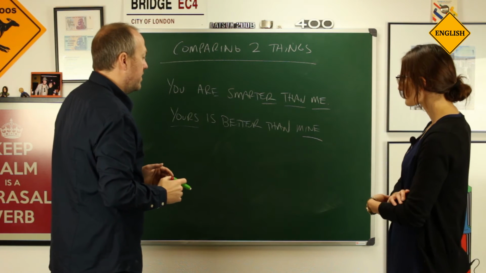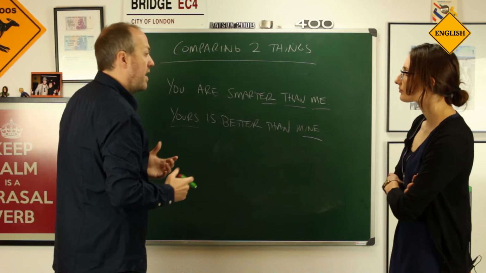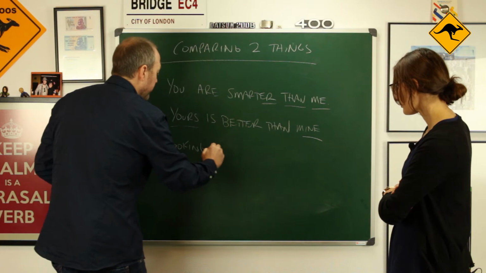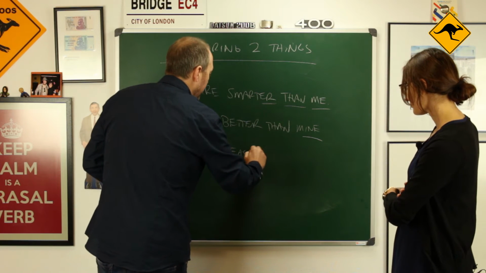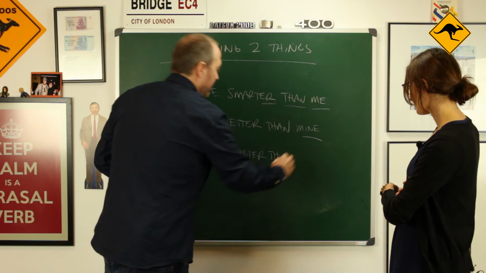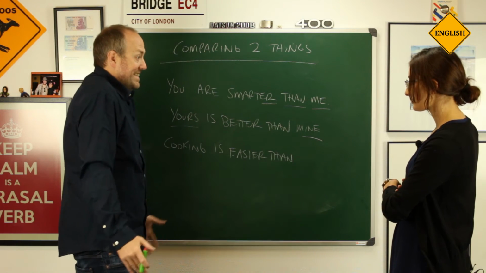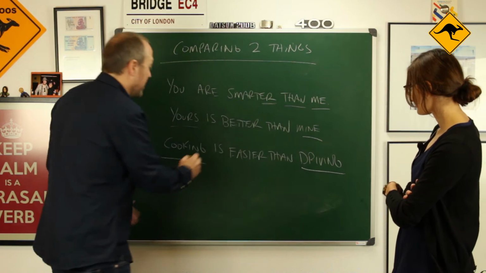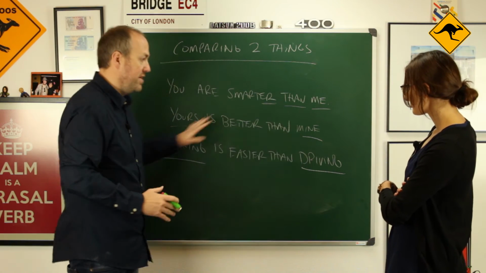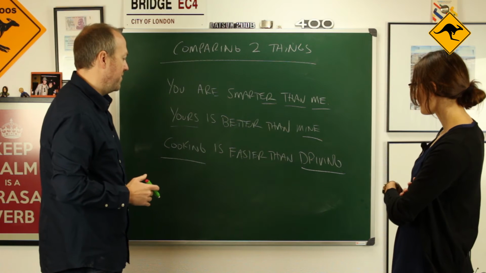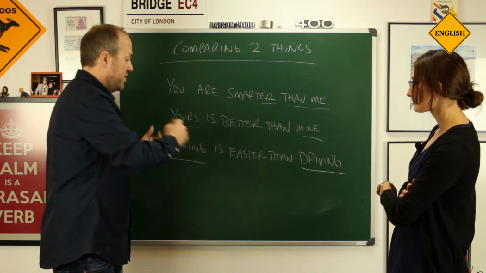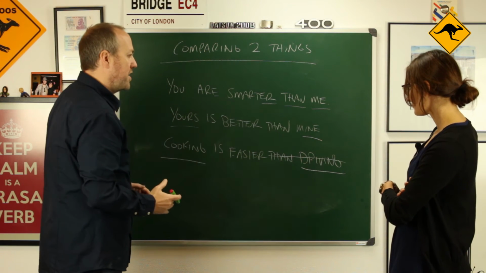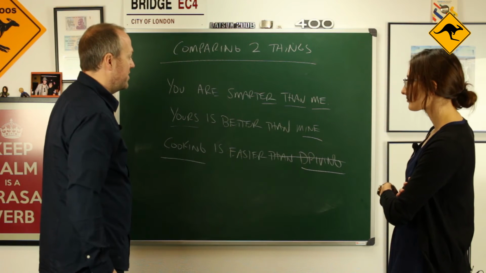Or if we use a verb in the gerund, for example, you could say cooking is easier than driving. So you can see that when we make the comparison, we should always have symmetry between the two parts. And as we saw before in the first part, we can eliminate the first part of the comparison if the context is obvious.